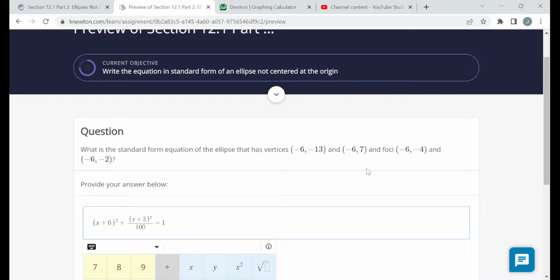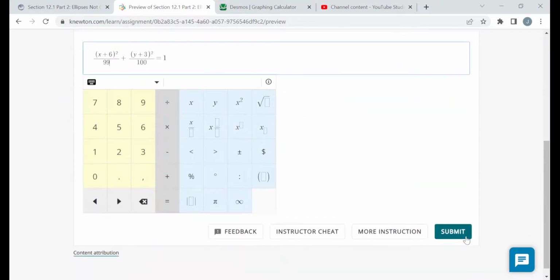And then the distance from -6, -3 to -6, -4 is 1 unit, so c is 1. The distance to a focus is 1 unit from the center. And if you subtract that from 100, that's 99. A squared minus c squared would be 99, and that would be b squared, and that's going to be the denominator under the x term. So x plus 6 squared over 99 plus y plus 3 squared over 100 equals 1.